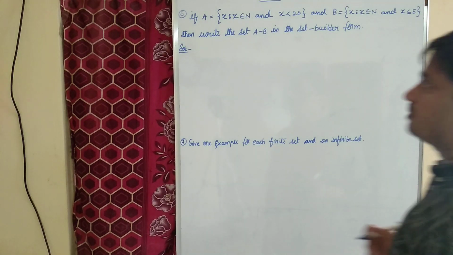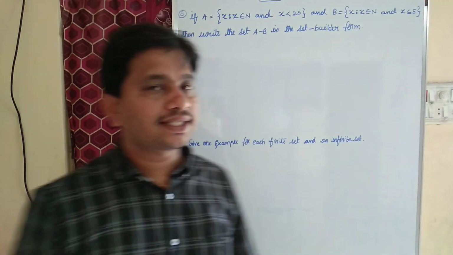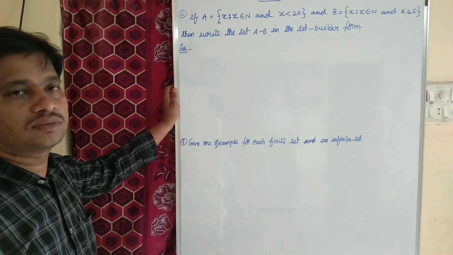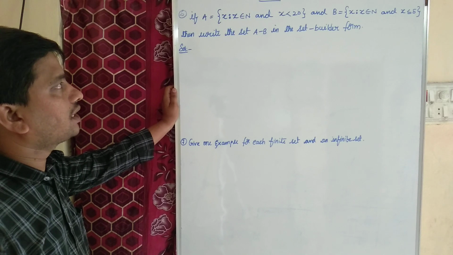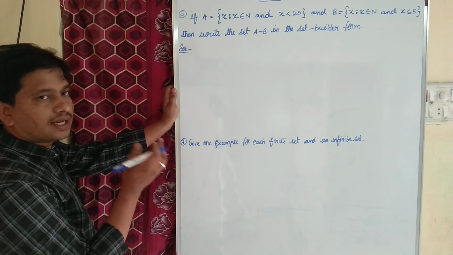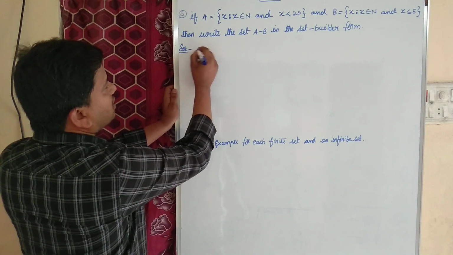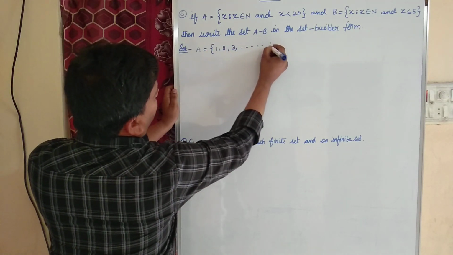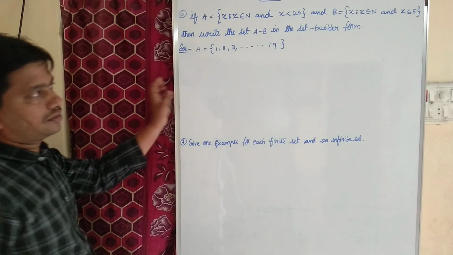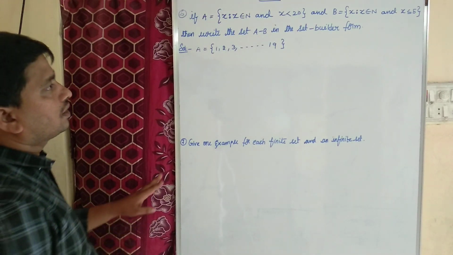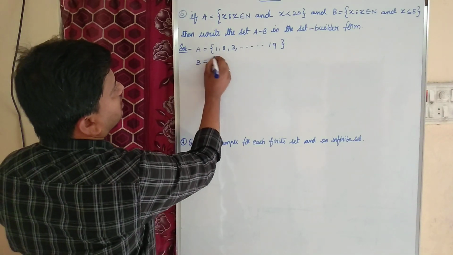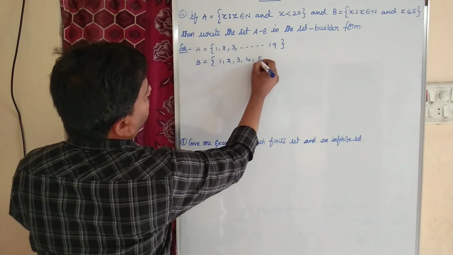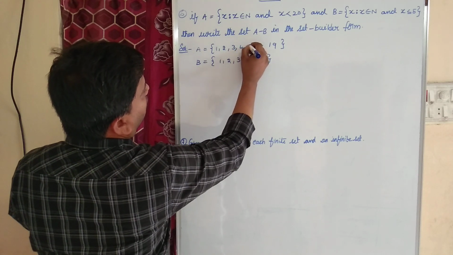Now coming to question number 6. If A equal to {x such that x belongs to N and x less than 20}. So natural numbers less than 20, that is 1, 2, 3 and so on up to 19. And what about set B? B equal to {x such that x belongs to N and x is less than or equal to 5}. Less than or equal to 5 means 1, 2, 3, 4, 5.